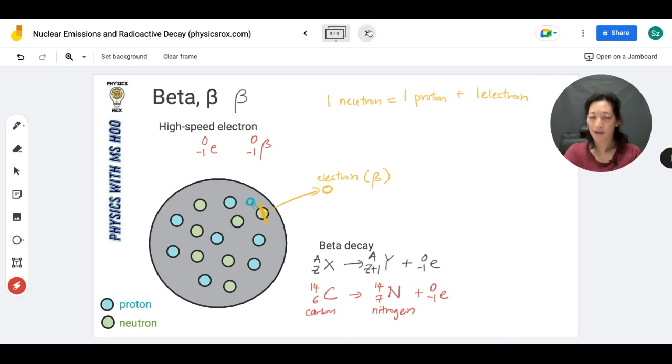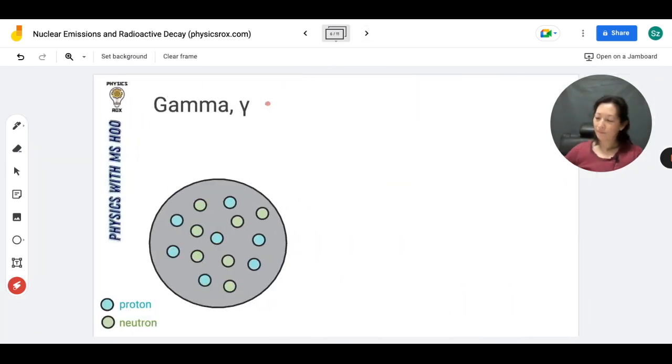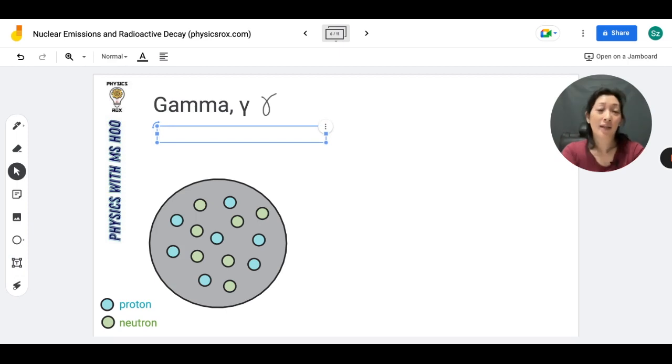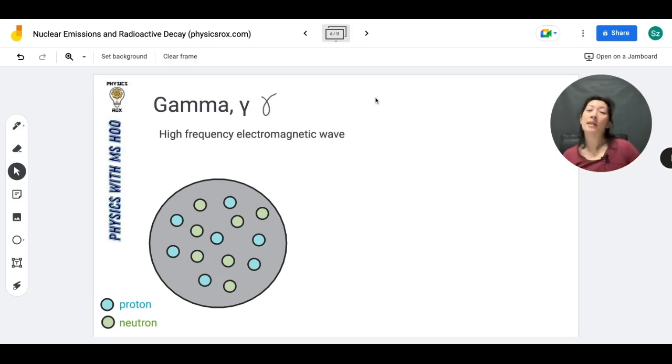Let's go to gamma. The symbol normally confuses a lot of students because they think it's Y, so they write the letter Y. Actually, how you write gamma is like this. It's like alpha, but pointing down. Now, gamma is rather different from the other two. Gamma is actually an electromagnetic wave. In fact, it's a high frequency electromagnetic wave. If you've learned the electromagnetic wave spectrum under the topic of waves, you would have come across gamma ray. It's on the end of the spectrum with the highest frequency. So that's gamma.